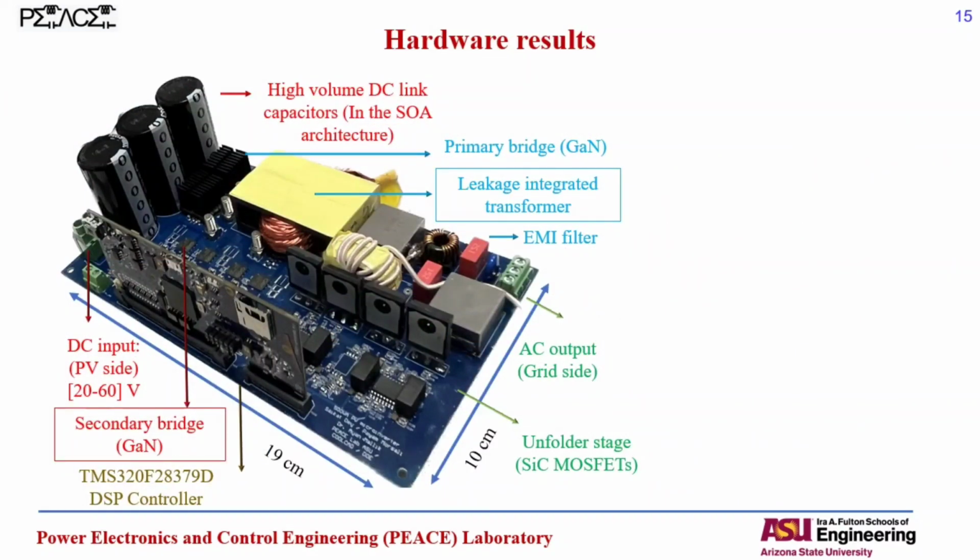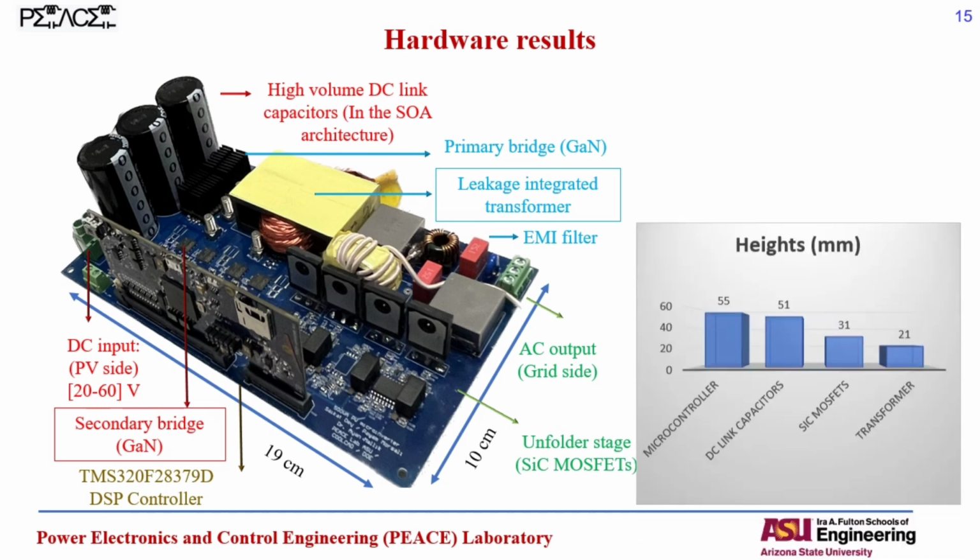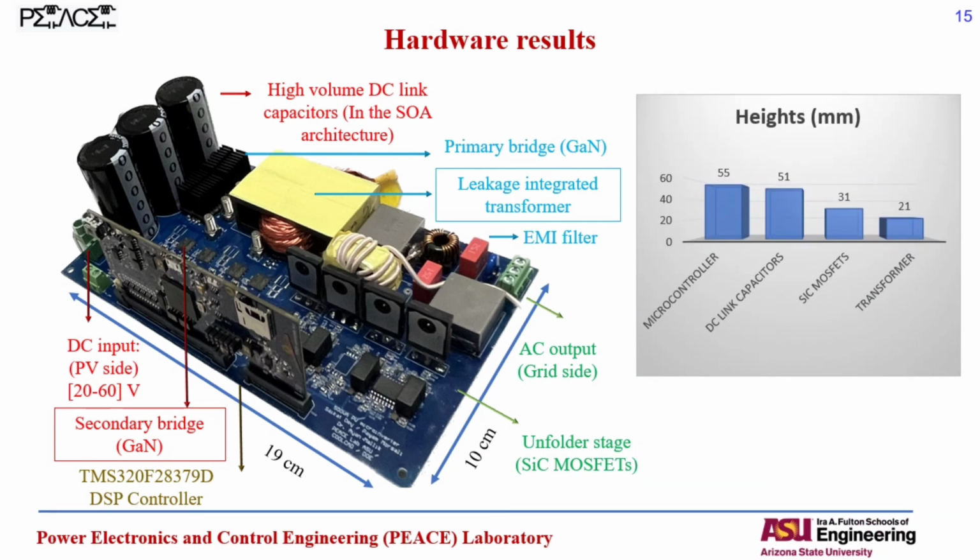Now that we have optimally designed the device, we also fabricated this hardware that you can see here in our lab. Here you can see the unfolding switches that are realized by SiC MOSFETs, because we are switching at 60 Hz line frequency. Here you see the secondary bridge, which uses GaN devices, and here under the heatsink you see the primary bridge, which also uses GaN devices. In our design, you can see that the maximum height of the system corresponds to the microcontroller itself. That means all the devices here are working and are designed at the optimal value.